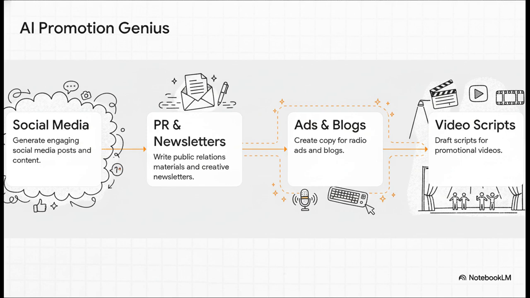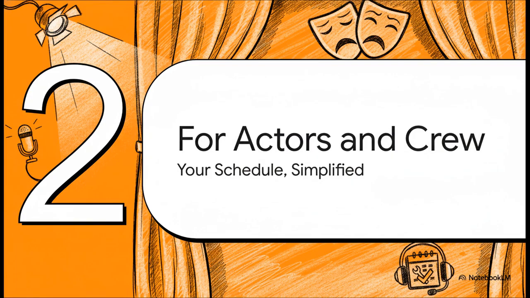There's a feature called Theater Prompt Genius. It's basically an AI marketing assistant built right in. It can write your social media posts, press releases, newsletters, even radio ad copy and scripts for promo videos. I mean, for a tiny theater running on pure passion and a shoestring budget, this is literally like having an entire marketing department just handed to you. Okay, so that's the company side.